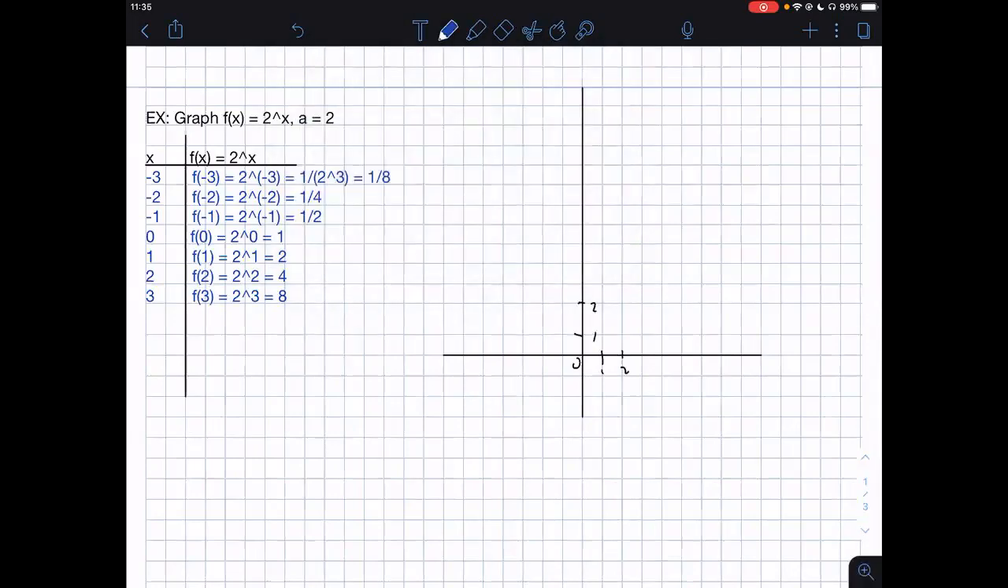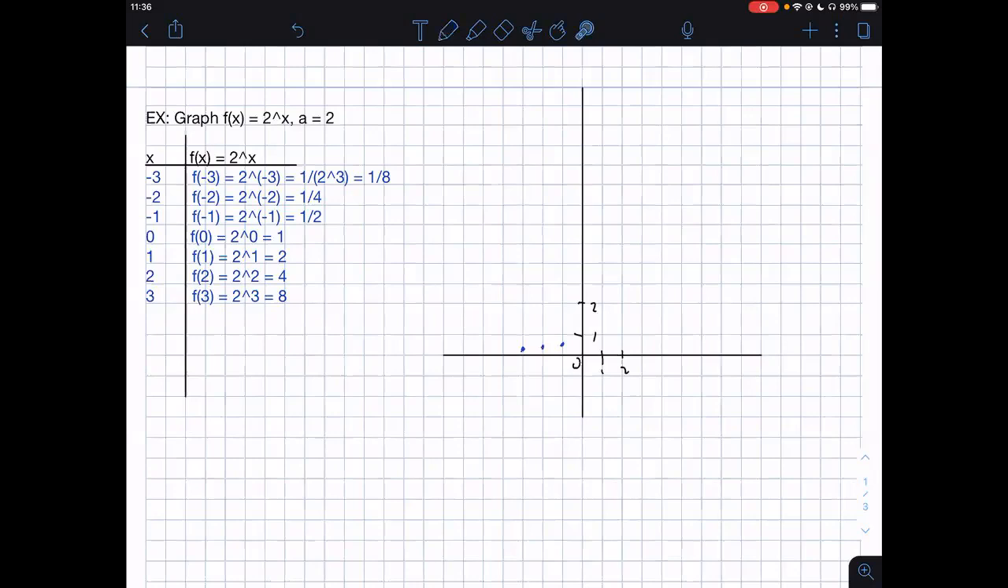Okay, let's graph these points. So -3 and 1/8, that'd be really close to 0, so it is around here. All right, -2, 1/4, that is still pretty close to 0, so it's around here. And -1, we have a half, so halfway between 0 and 1 here.